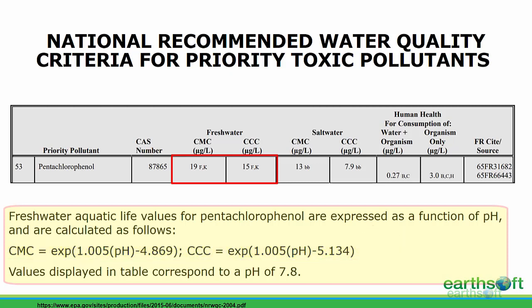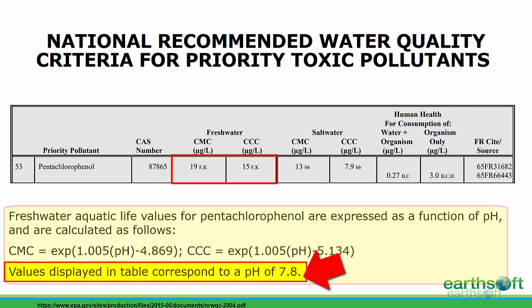And we also get a nice hint because it says the values that are presented in the table, the 19 and 15, are corresponding to a pH of 7.8. So knowing that, once we've configured our action level, we can actually test it to see if we're coming up with what this freshwater example is in this table.